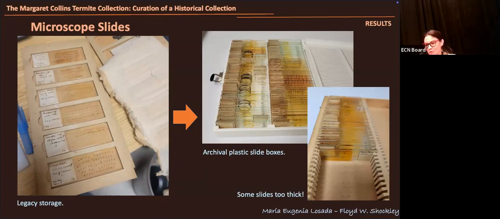In some cases, some slides were really thick. In some cases, they were actually two slides glued together with the specimen in the center. So in those cases, for slides that didn't fit in the archival plastic boxes we are using in the museum, I used one of the very old wooden slide boxes. There were just very few of them that didn't fit in the plastic ones.